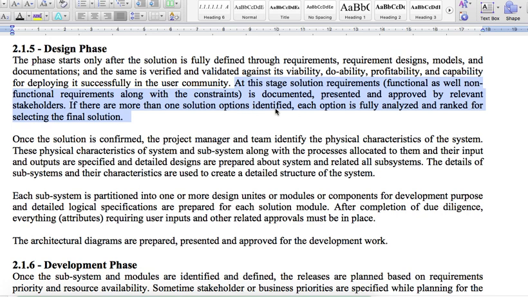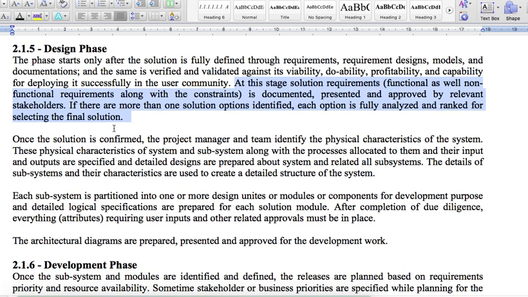At this stage, the solution requirement, that is functional as well as non-functional requirement along with the constraint, is documented and it is presented and approved by relevant stakeholders. This is ensuring that you present the functional requirement document and obtain the sign off from all the relevant stakeholders. Here relevant means we are talking about the business as well as technical team.